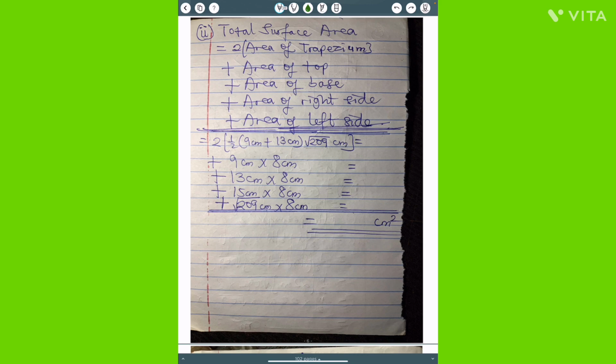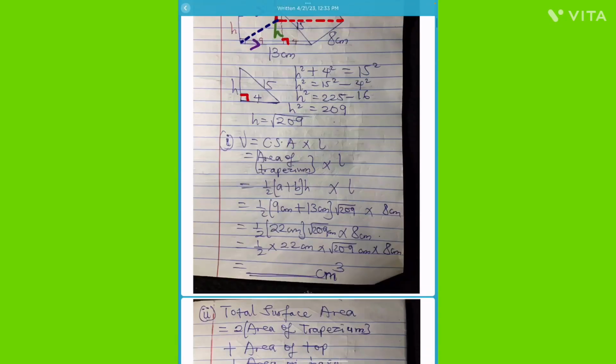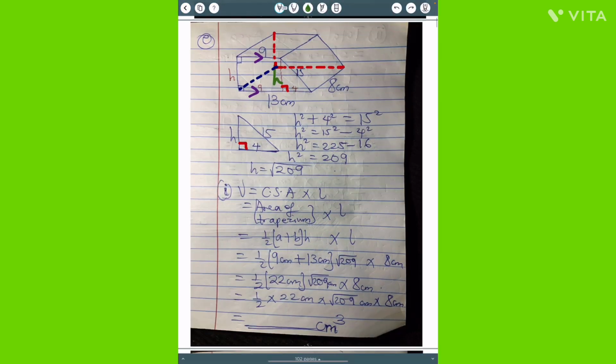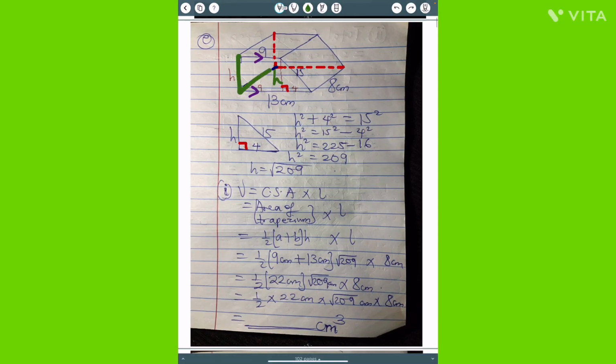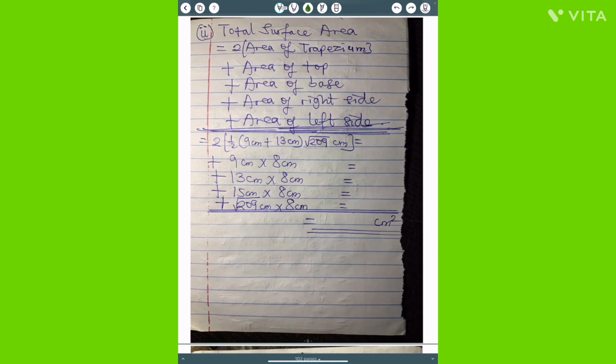The area of the right side is 15 by 8. Right side, 15 by 8. So I'll find the area of the right side. Then find the area of the left side. That's what? h by 8. And I know my h. My h is root 209. So root 209 times 8. That gives me the area of each part.